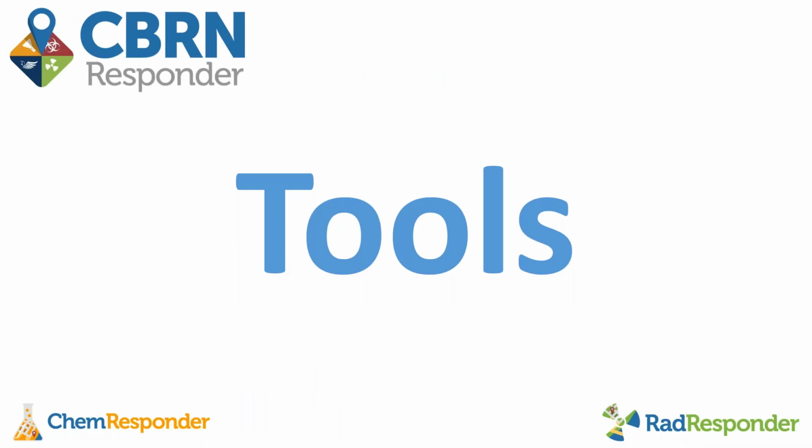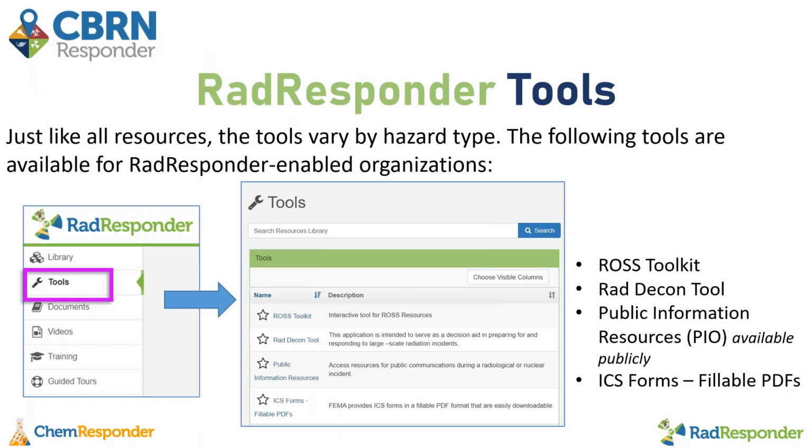The first set of resources we'll talk about today are tools. Tools, just like any other resource, are varied by hazard type. The following tools are available for RadResponder enabled organizations. So we have the ROS Toolkit, the RadDecon tool, Public Information Resources or the PIO library, and ICS forms, fillable PDFs.